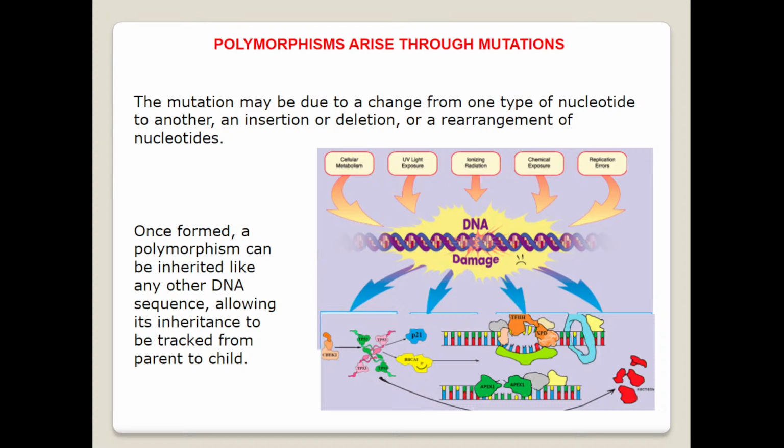It is cellular metabolism, oxygen for example, or any toxic things. It is the light of the sun, ultraviolet. It is radiation. It is chemicals. It is replication errors, which can always happen. All this acts on DNA, and one or two or three nucleotides can have a mistake.